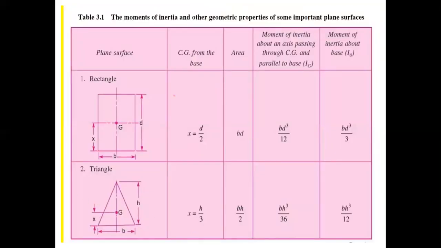If you are taking the moment of inertia for a rectangular plane surface, what is the center of gravity? This is the formula. The area of the rectangle is B into D. Then the moment of inertia about the CG is BD cube by 12. If the center line or CG is given, we have to take BD cube by 12. Whenever you are taking it about the base, that is BD cube by 3.